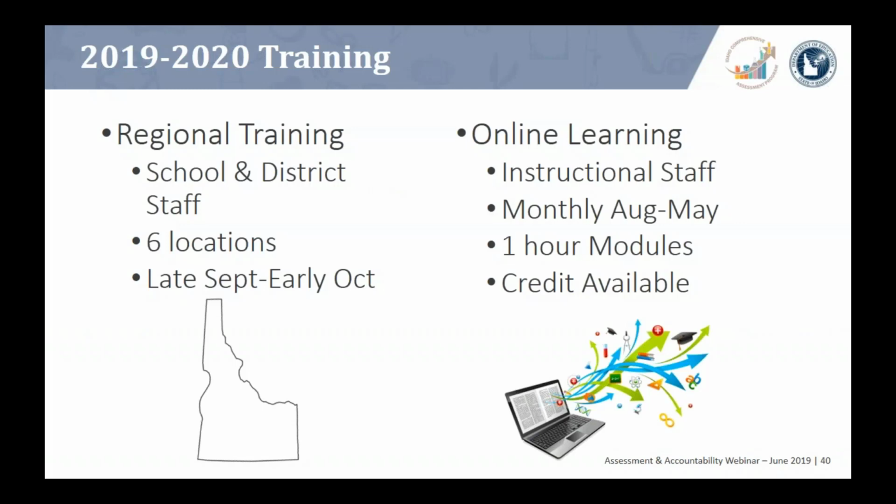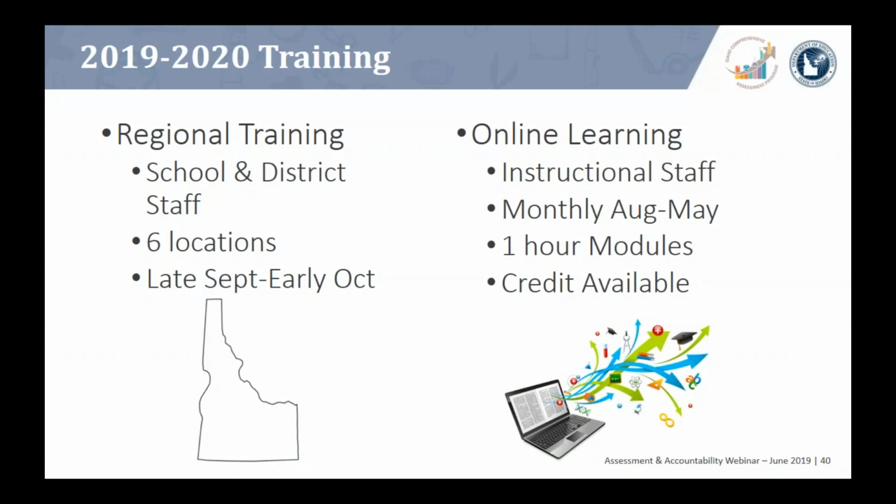As we shift into 2019-2020, we are planning some regional training for school and district staff in 6 locations, late September or early October. We'll be finalizing those schedules and getting that out to all of you very soon. But there is going to be an online learning module for instructional staff. This is to ensure our teachers have adequate training in using the iStation system and the data to inform their classroom instruction and meet the needs of their students.